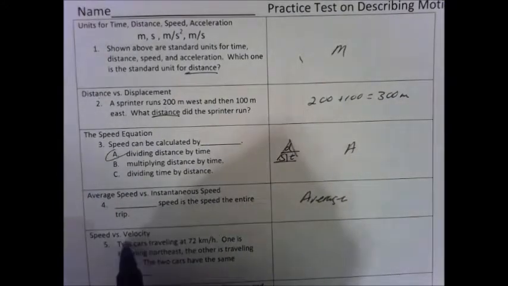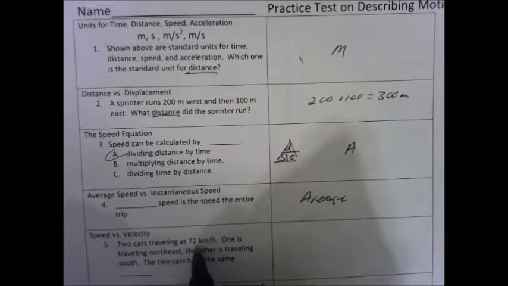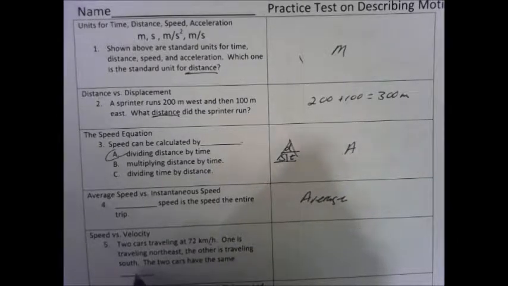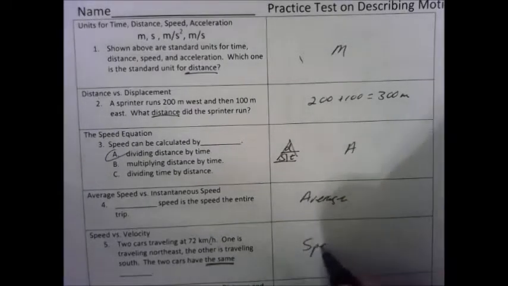You need to know the difference between speed and velocity. Two cars are traveling 72 kilometers per hour. Sounds like they're traveling the same speed, but one is going northeast and the other is going south. So they're going different directions. They have different velocities. I ask you what they have the same of. They have the same speed.